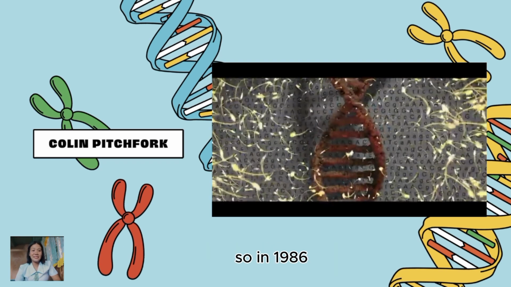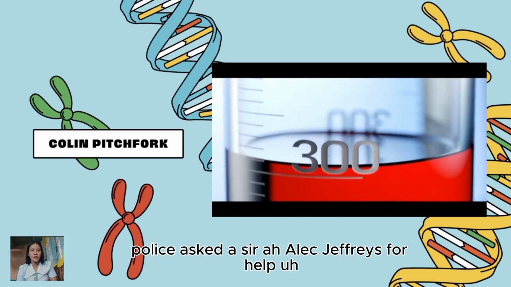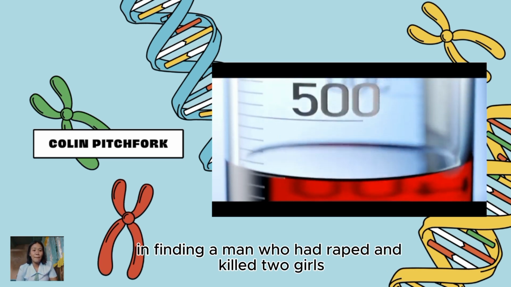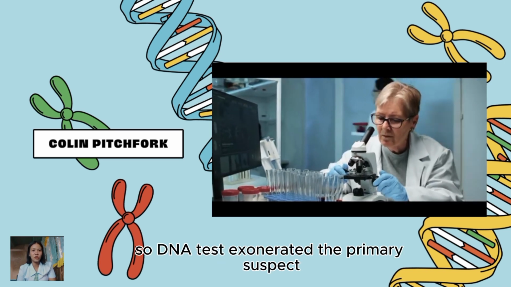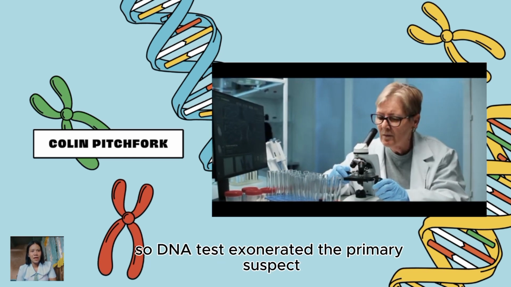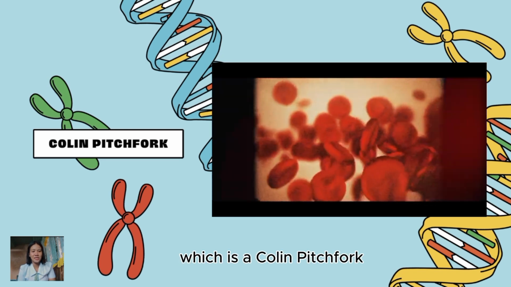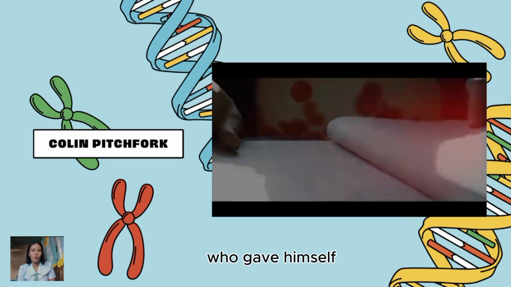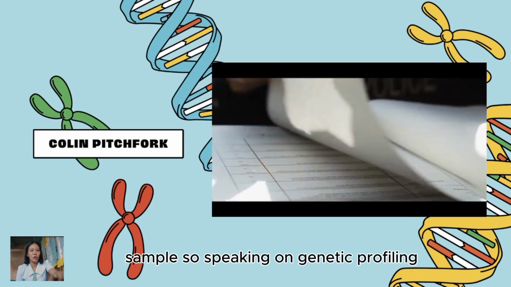In 1986, police asked Sir Alec Jeffreys for help in finding a man who had raped and killed two girls. The DNA test exonerated the primary suspect. Through a genetic dragnet, police found the perpetrator, Colin Pitchfork, who gave himself away when he asked a friend for a substitute blood sample.